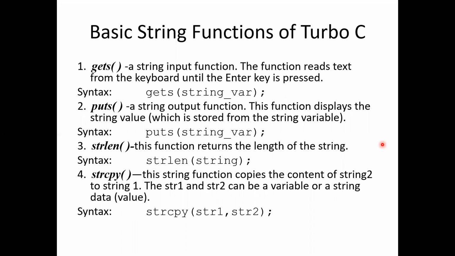So we have here different basic string functions used in Turbo-C. The first is gets, which is a string input function and is the equivalent of scanf, and this is the syntax for that. In gets, you don't use control strings like %c, %d, or %f. You just use the syntax gets, and inside the parentheses you put the variable of the character.